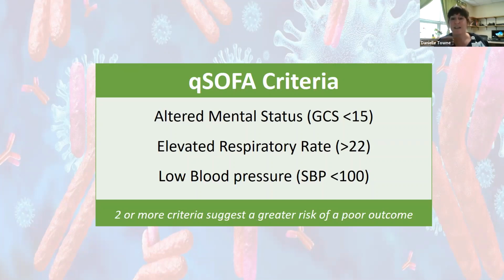So it includes a respiratory rate of greater than 22, altered mentation, so any GCS of less than 15, and a systolic pressure of less than 100. All right, so if you have 2 or more of those factors, and you have a potential for infection, then that needs to clue you in that this needs to be a sepsis alert or a patient that I'm going to use my sepsis protocols for.